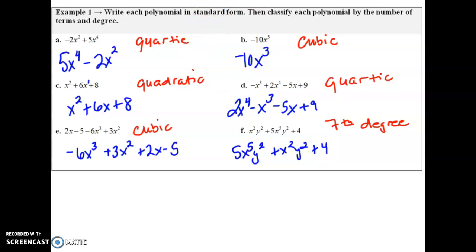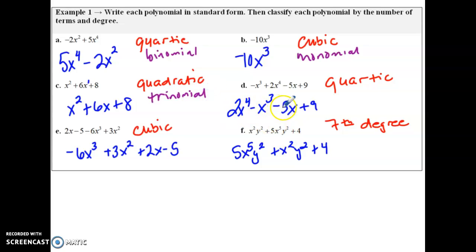Okay, and then we're going to go ahead and name it with the number of terms. So 2 terms, okay, if I just split it right here by my addition subtraction sign, notice I have 2 terms there. So two terms is a binomial. This one only has 1 term, we call that monomial. Then we have 1, 2, 3 terms, so that's a trinomial.